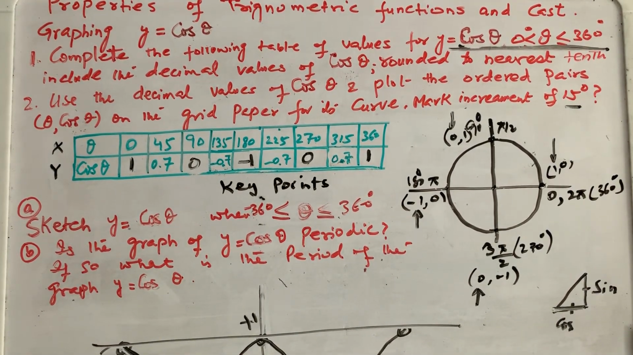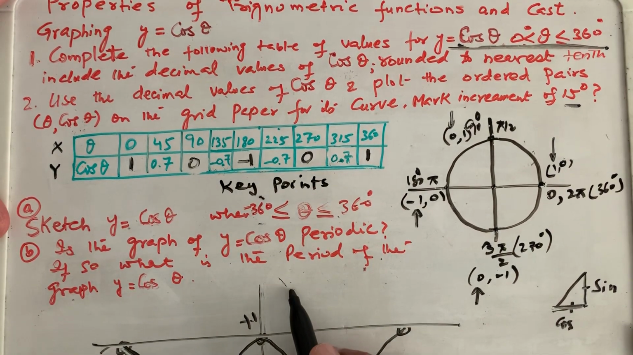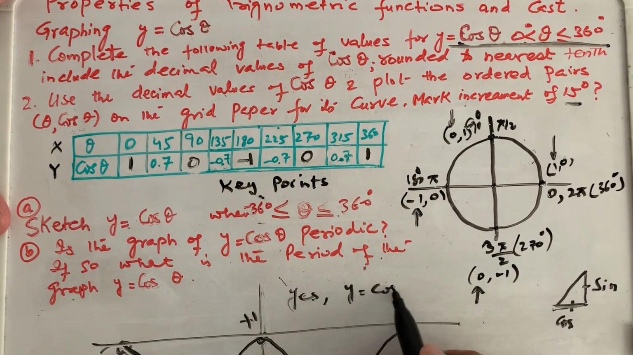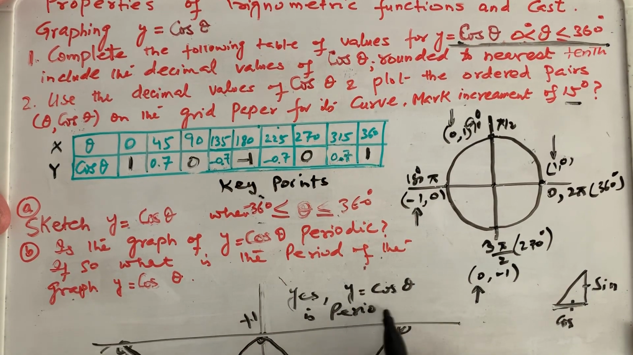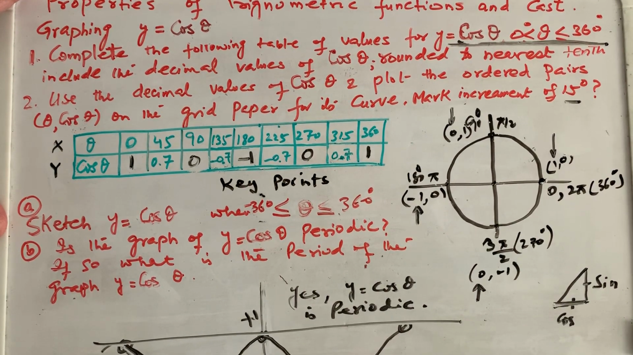Is the graph of y equals cos theta periodic? Our answer is again yes, the graph is periodic. y equals cos theta is periodic. Why periodic? Because it is repeating itself at a certain interval. The same range repeats at a regular interval. What is the period of this? 360, because at 360 it's repeating. The period is again 360. That is the interval at which it is repeating.